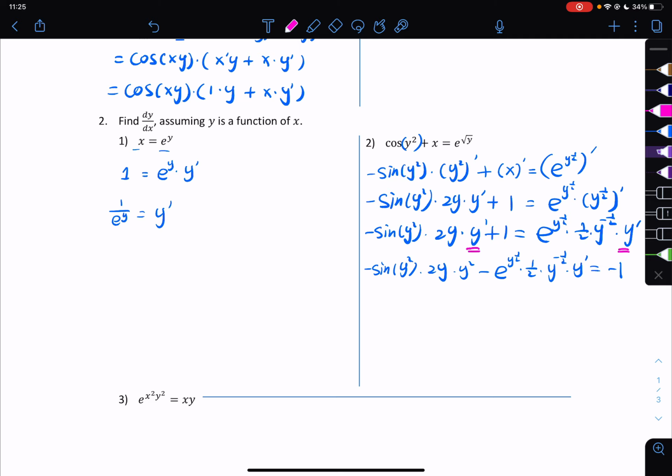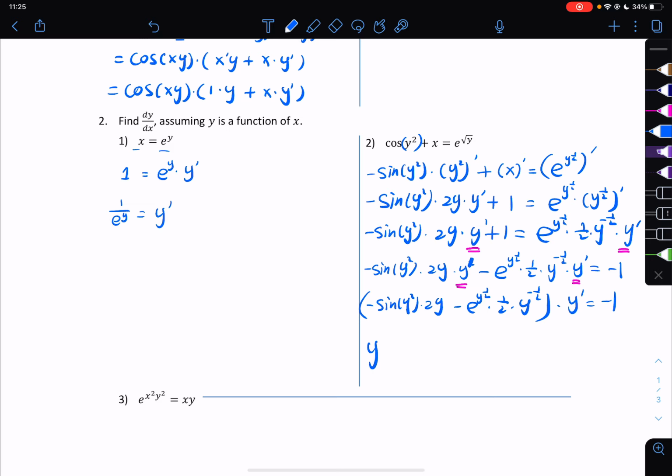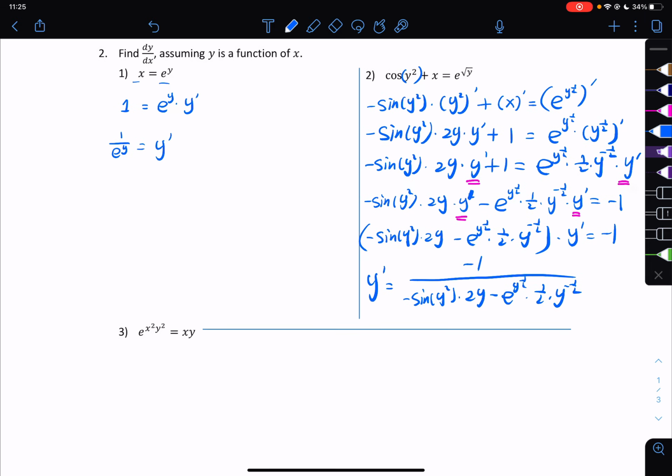So you factor the term, sorry, my bad, I forgot to write. I wrote y prime and y squared. So you factor out this term, so you end up with negative sine y squared times 2y minus e to the y to the 1/2 times 1/2 y to the negative 1/2, times y prime, is negative 1. So you get that y prime is negative 1 over negative sine y squared times 2y minus e to the y to the 1/2 times 1/2 y to the negative 1/2. Okay.